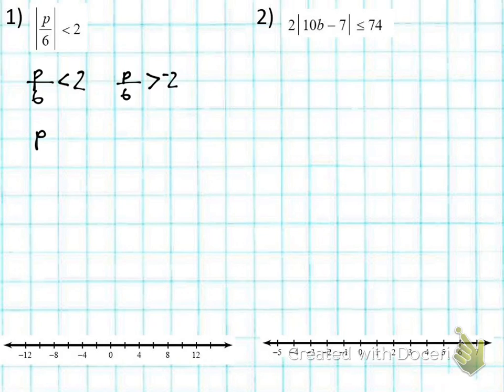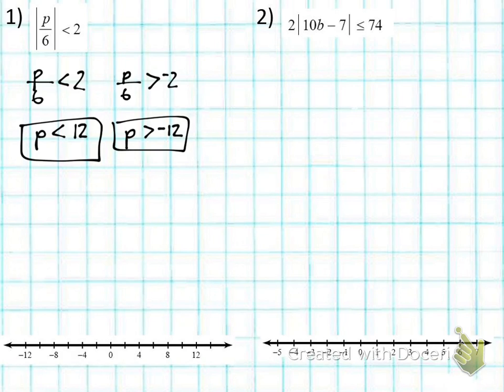On the first one, p is going to be less than 12, okay? On this one, we're going to multiply by 6 on both sides, so p is going to be greater than -12. Here are your 2 answers, okay? Now we're going to graph this on a number line. This is really important, and I'll explain why.